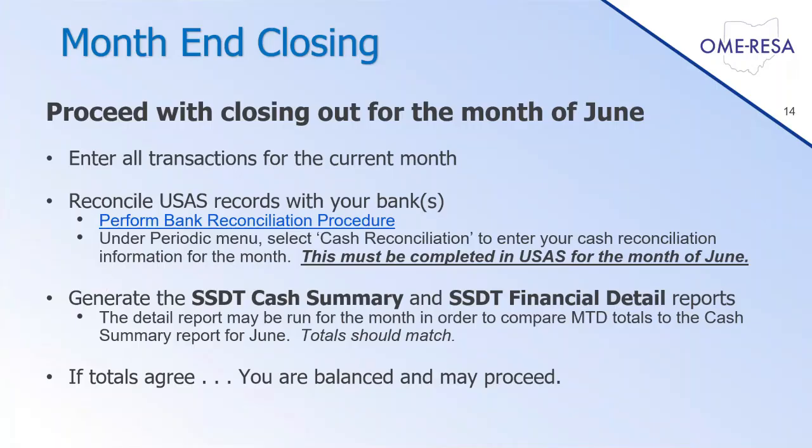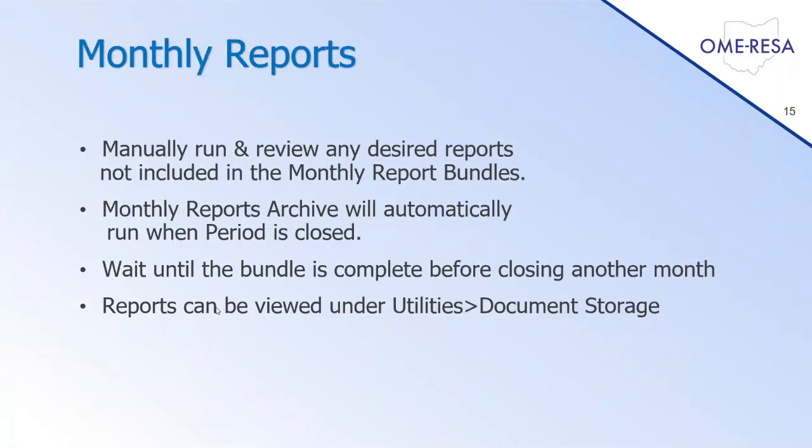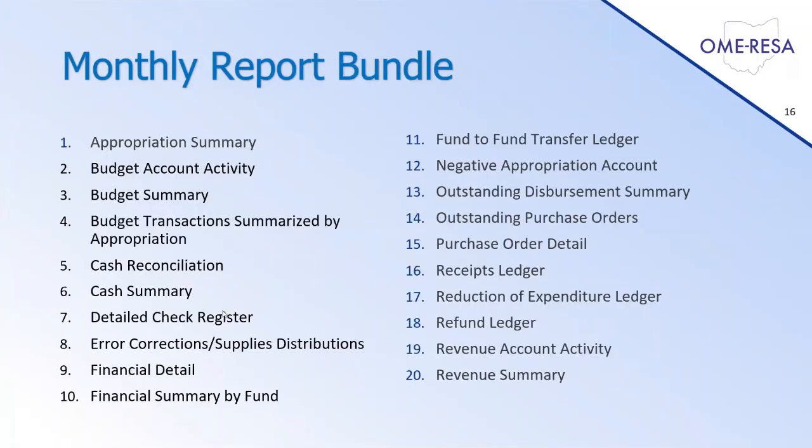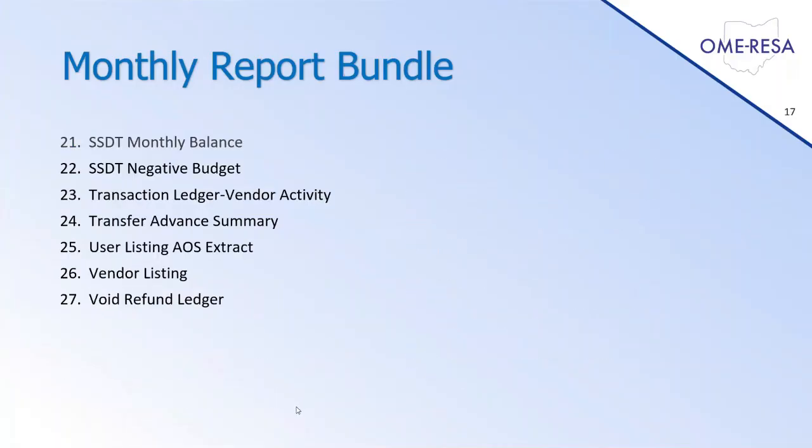And again, if you run your cash summary and your financial detail and they match, you're good. If they don't match, you're not good. These are the reports you can manually run and review, but when the month is closed, of course, it's going to send everything out to the document storage. These are the reports that are in your monthly report bundle.